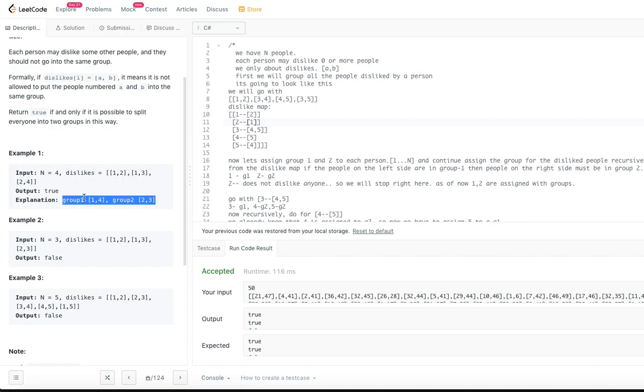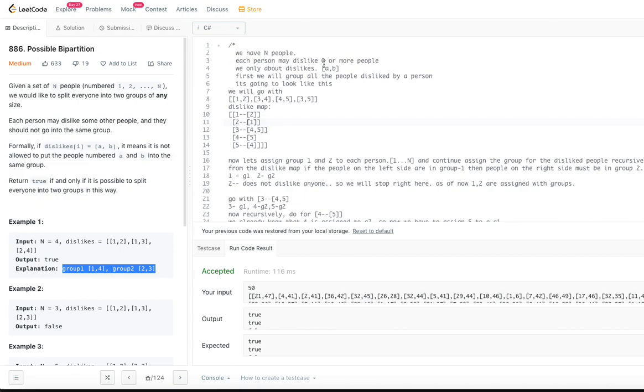So we are given two inputs. We have n people and each person may dislike 0 or more people. It is a two-way relation. So 1 dislikes 2, that means 2 also dislikes 1. So essentially 1 and 2 will not be in the same group. That's what we need to understand. Even though only 1 to 2 is given, 1 dislikes 2 and also 2 dislikes 1. That's what we have to think, because that is not given in the information here.